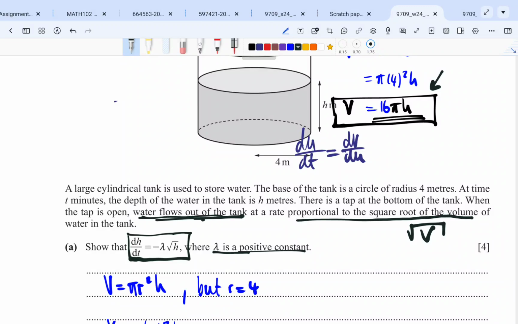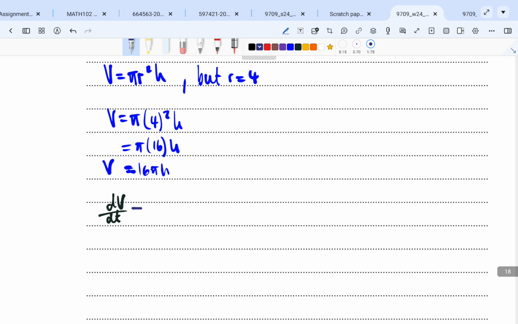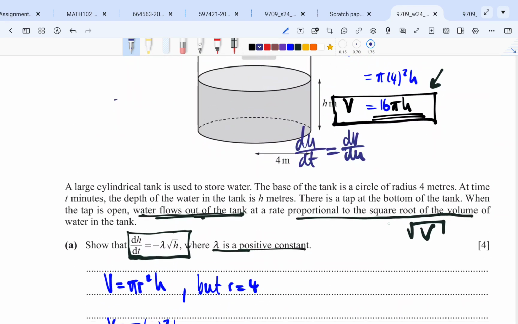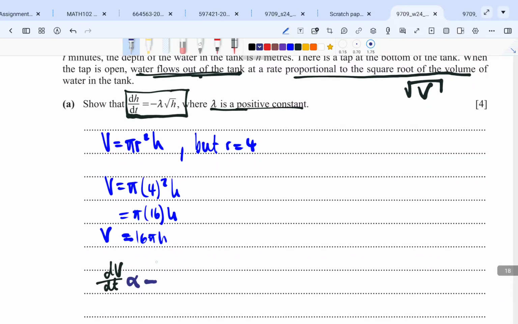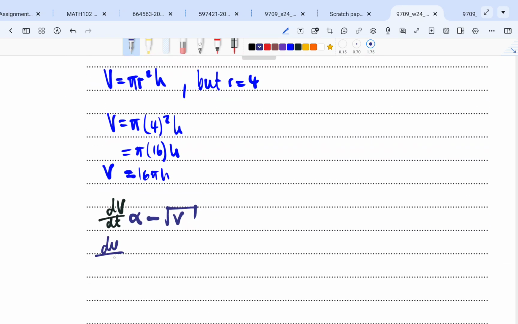So we are going to say dV/dt, the rate of change with respect to t. Rate of change of volume, dV/dt. Rate of change of x, dx/dt. Rate of change of y, dy/dt. So rate of change of volume, because water is flowing out, is proportional to a negative value, because what is flowing out should be proportional to a negative. And what is it? The square root of V. So negative square root of V is proportional to dV/dt.